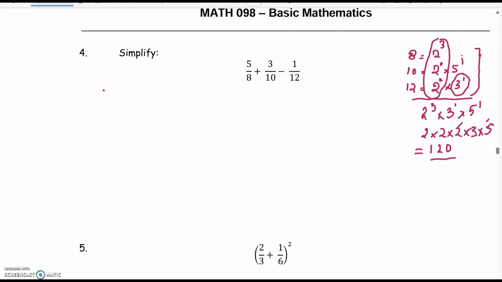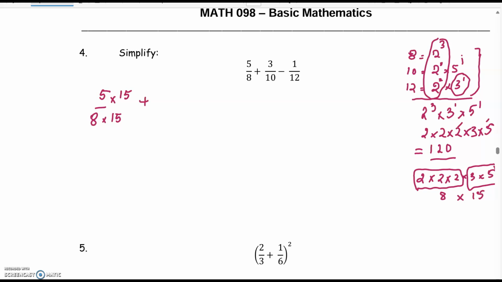So now we go 5 over 8. The question is 8 times what is 120? 2 times 2 times 2 times 3 times 5 is 120 for sure. These three numbers together make an 8. Now whatever is left is 15. So 8 times 15 is 120, plus 3 over 120. Now if you had to break this in terms of 10 times what?